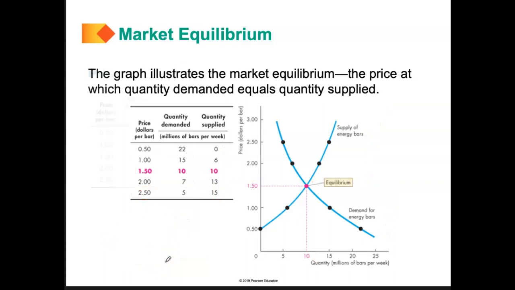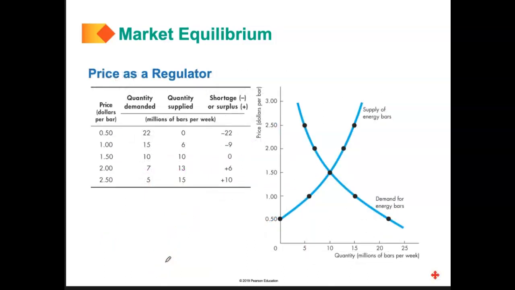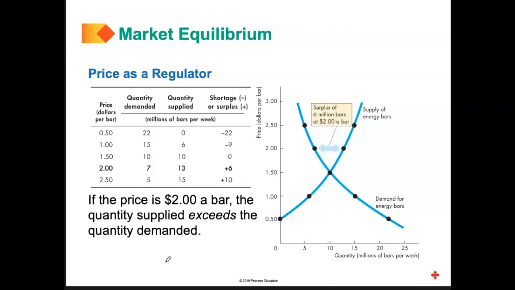Like I said, the market itself is a price regulator. Suppose the price of an energy bar is $2. At this price, quantity supplied exceeds quantity demanded. There are more people willing to sell energy bars than there are people willing to buy them. There are 13 people willing to sell energy bars and only 7 people willing to buy. In that sense, there's going to be a surplus in the market, because 13 minus 7 gives you positive 6.